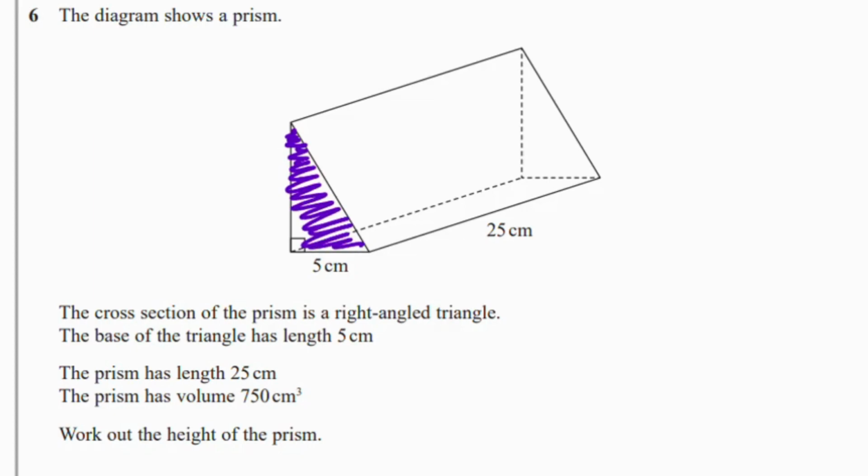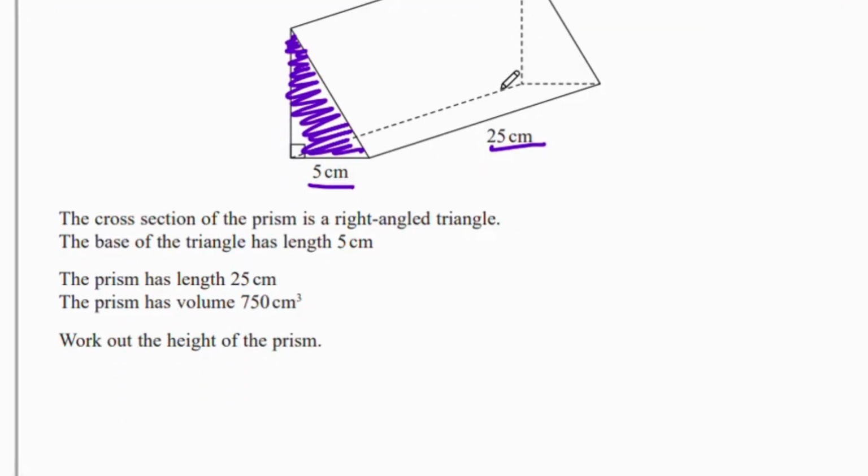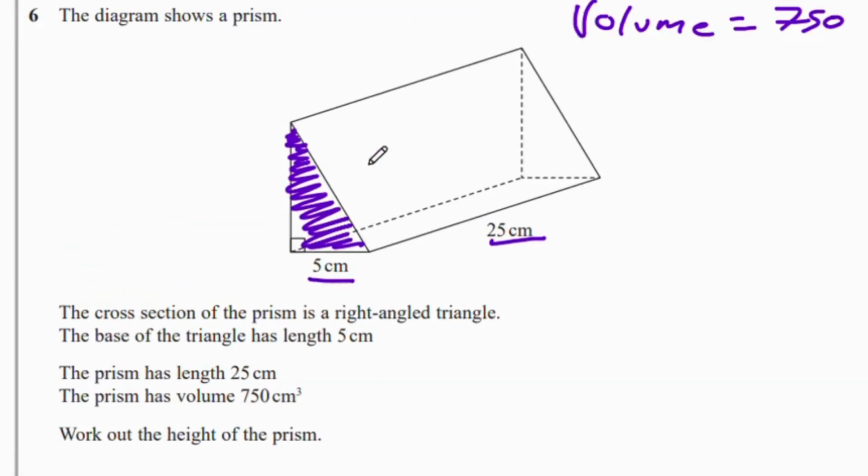The base of the triangle has a length of 5 centimeters, which is written here, and the length is 25 centimeters, which is there. The prism has a total volume, so the volume equals 750 centimeters cubed. Work out the height of the prism. Alright, so here we have to use the formula for the volume of a triangular prism to work out the height. So I'm going to put the height in here as h.